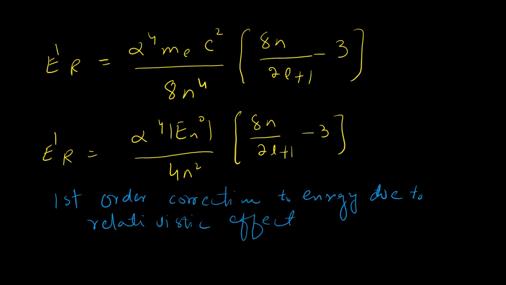This is the correction to the total Hamiltonian of the hydrogen atom. This relativistic correction for the hydrogen atom, as well as the spin orbit correction, is of the order of 10 power minus 3 electron volt. It's because alpha squared into En naught is of the order of 10 power minus 3 electron volt. So this was all about the relativistic correction to the total Hamiltonian of the hydrogen atom.